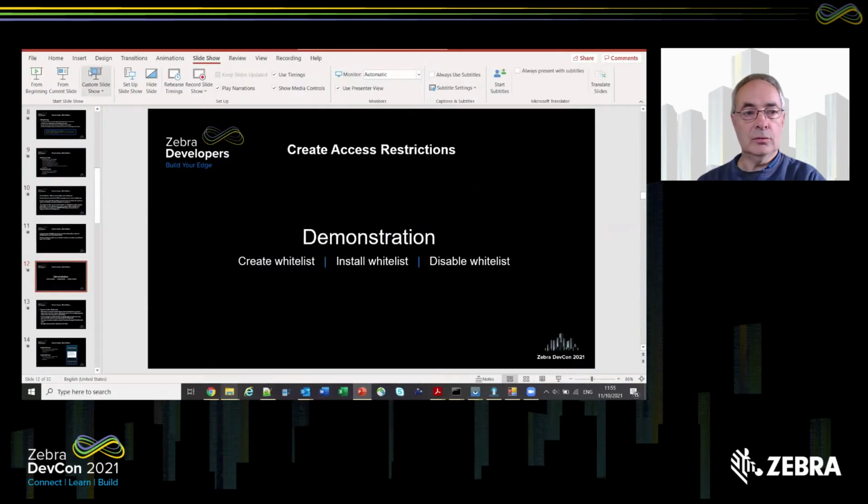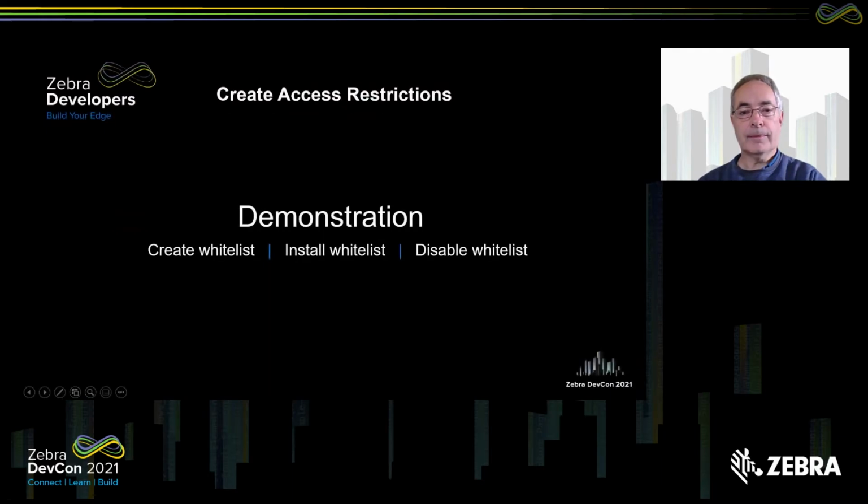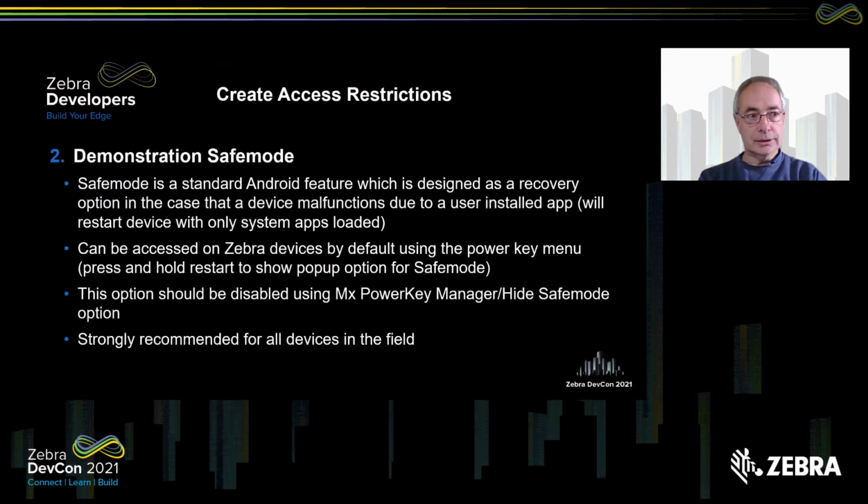Let me just resume the slides. So the second demonstration is safe mode, or disabling safe mode. Safe mode is a standard Android feature, which is designed as a recovery option in the case that the device malfunctions due to a user installed app, for example, which has caused a problem. The idea is that you can restart the device and boot into safe mode, and it will allow you to do a recovery of that device, any data on that device.